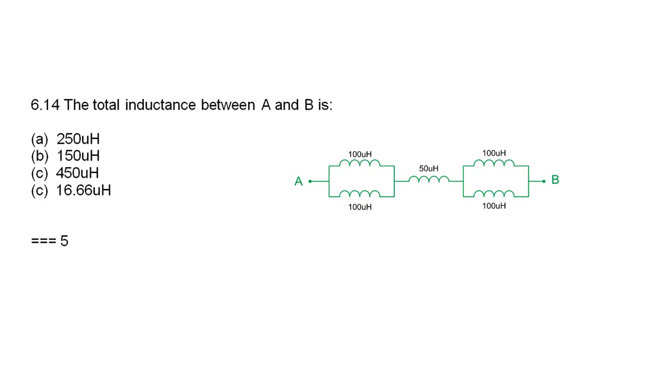Oops, typo. So that's the first two 100 microhenries. Then we've got the middle 50 microhenries, and then the last two 100 microhenries also reduce to 50 microhenries. And now it's a series circuit, and we use LT equals L1 plus L2 plus L3, giving us 150 microhenries for the total inductance of that circuit, which is answer B.